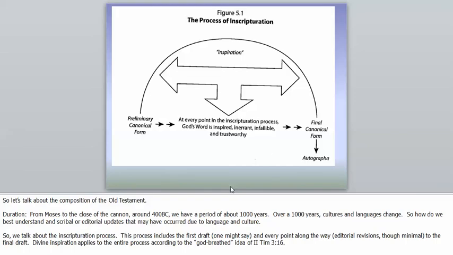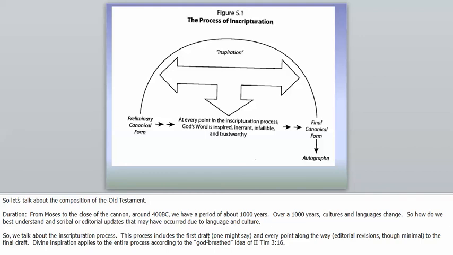So here's an illustration that kind of gives you an idea. From Moses to the close of the Canon of the Old Testament, which is around 400 BC, we have a period of about 1,000 years. And over that 1,000 years, we have cultures that change, languages that are updated and change over time. We're going to have scribal updates in terms of clarifying things and updating the language. There are things like that occurring over that 1,000-year period, and we call this the inscripturation process.